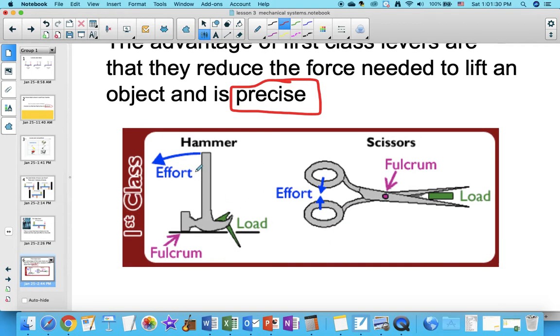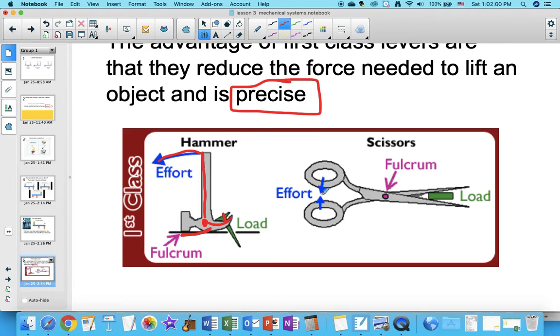So removing a nail using a hammer is an example of a first class lever. You have your fulcrum here, and you apply the effort here. So this is your effort arm. This is the effort force, this is the effort arm. It's turning on this point. This is the load arm. And what you're lifting is your load, the nail. So this is your load. So it's a first class lever, right? The fulcrum's in the middle. Effort, effort arm, load, load arm.